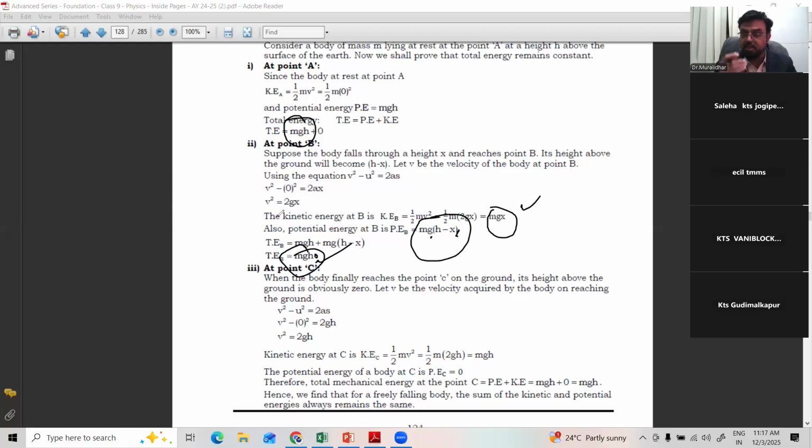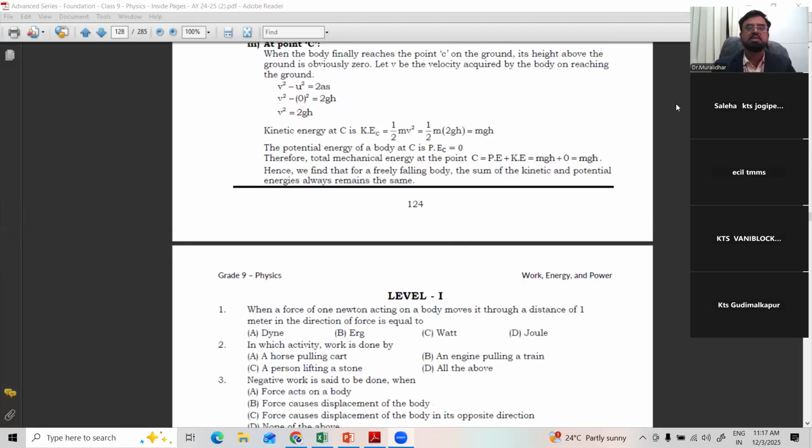When you come to C, a little down, here also you can get the total energies. See, kinetic energy becomes mgh. But the potential energy becomes 0 here. When the body touches the ground, as height is 0, potential energy is 0. So what is the total energy? 0 plus mgh. That is mgh only. In all three cases, the total energy is constant.